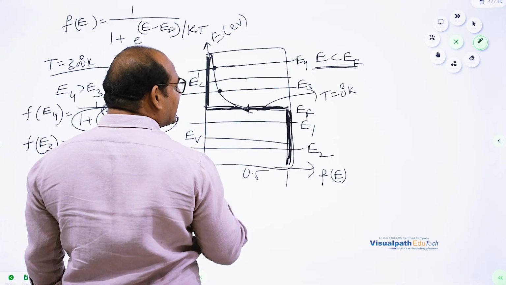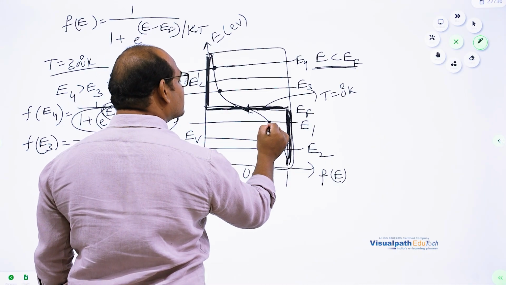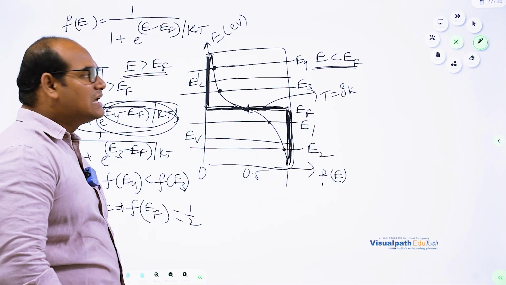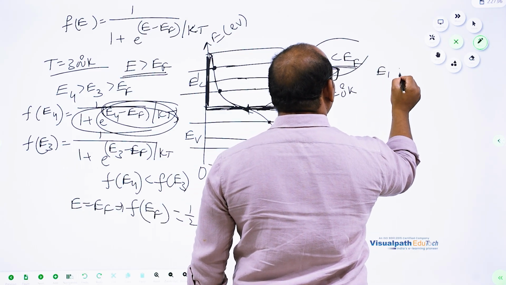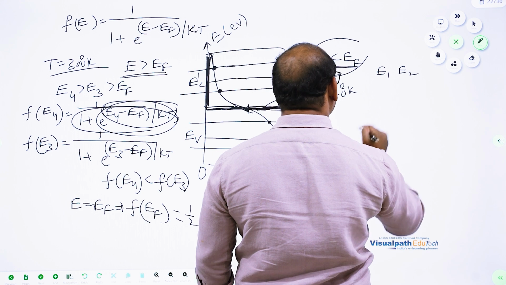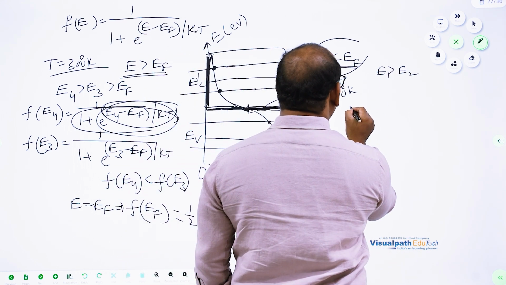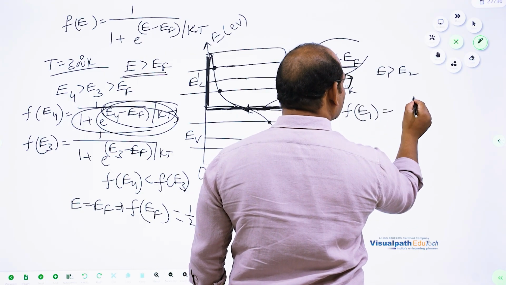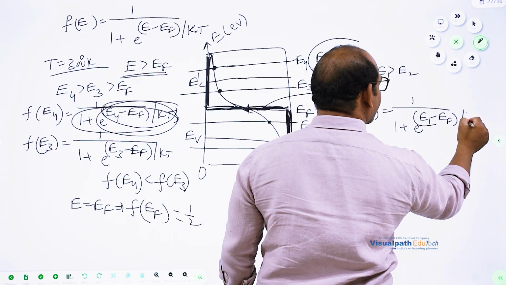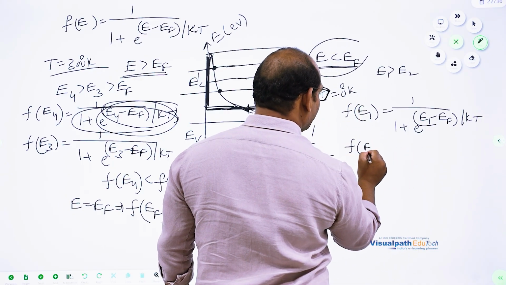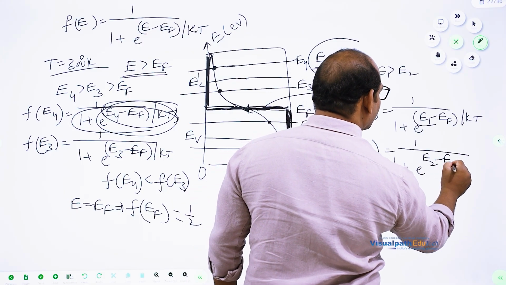So, how will you get it in this case? Like this you will get. That means the probability of E2 is larger compared to E1. Here you can check that. To follow this, I am taking two energy levels, E1 and E2, and out of these two, which one is larger? E1 is larger compared to E2. So, f of E1 is equal to 1 by 1 plus e power (E1 minus EF) by KT. Similarly, you can take f of E2 is equal to 1 by 1 plus e power (E2 minus EF) by KT.